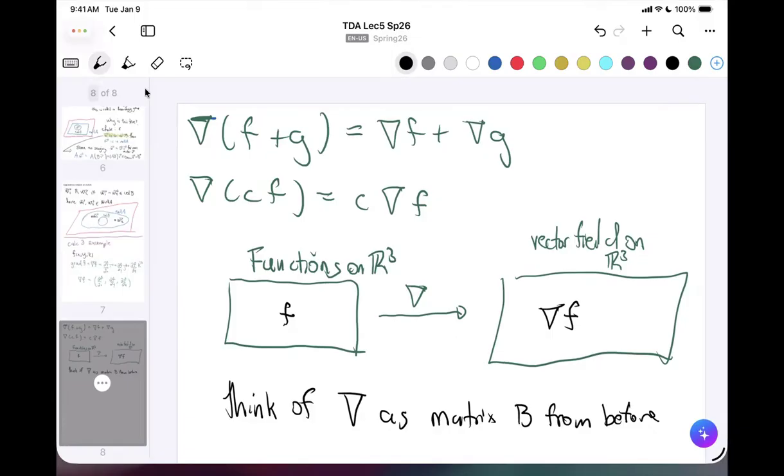appearing in Stokes? Yes, good. It's not going to be the divergence, because the divergence actually produces a scalar. The divergence plays a role, but not right now. The curl, good. So if you have a vector field, you could define its curl.